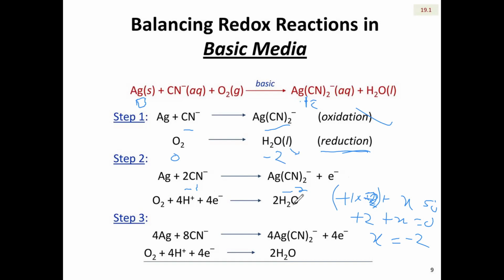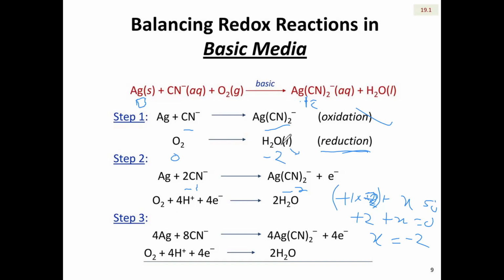Of course, by adding water molecules. But of course, there are already water molecules here. So how do we balance it? By adding hydrogen. To balance oxygen, to balance water molecules here, we add hydrogen. Because here is already 2 molecules of water.